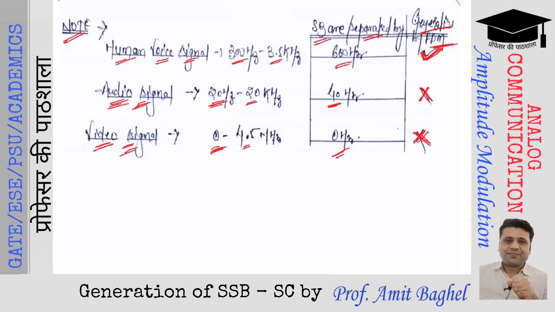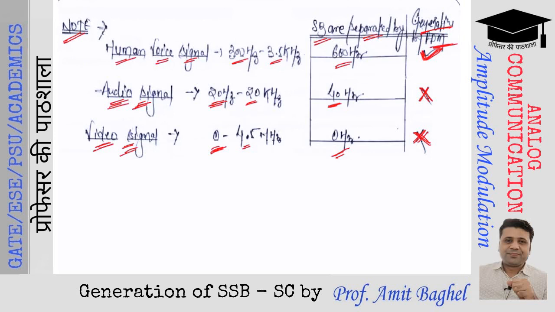That means if the message signals are audio or video signals, we are not going to modulate a carrier with these types of message signals using the frequency discrimination method to generate the SSBSC. Why? Because the sideband separation is too low. Hence, the vestige, the partial part of the other sideband, will also pass through the band pass filter and will distort the message signal at the receiver side while demodulating.